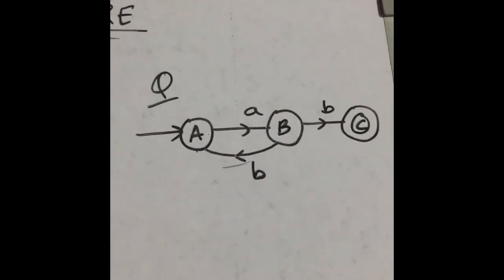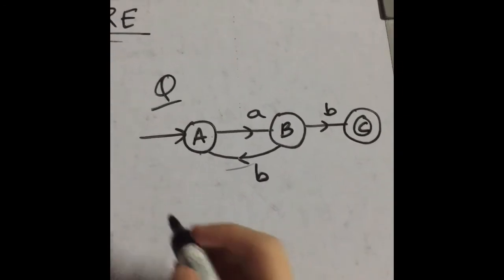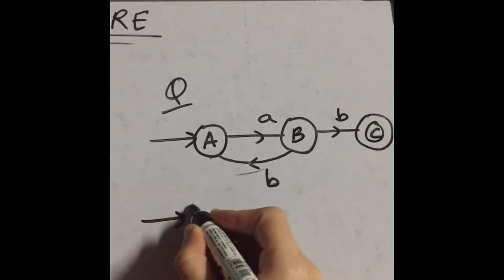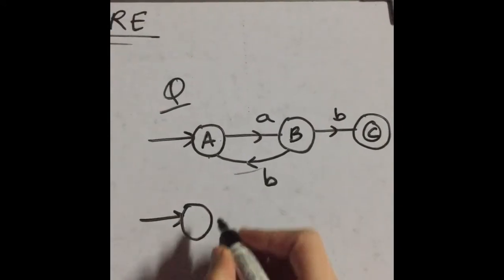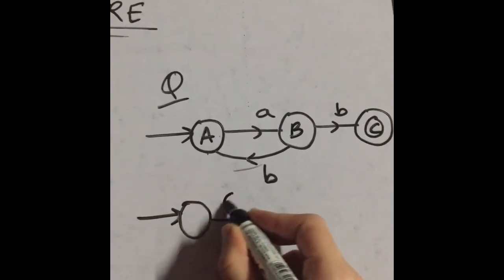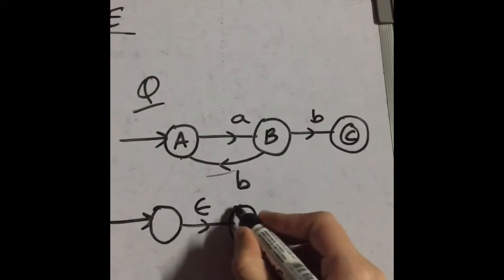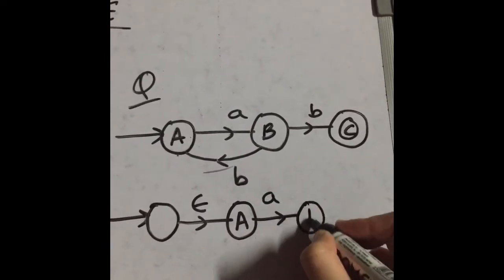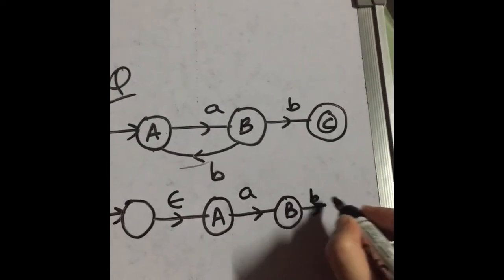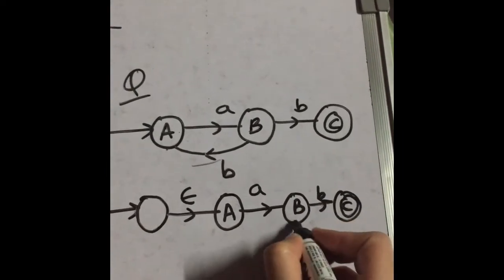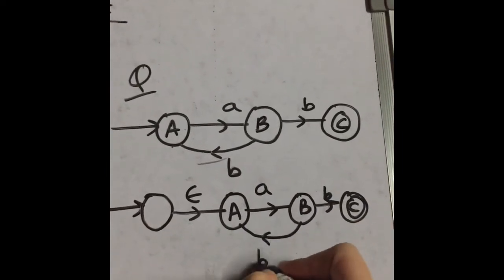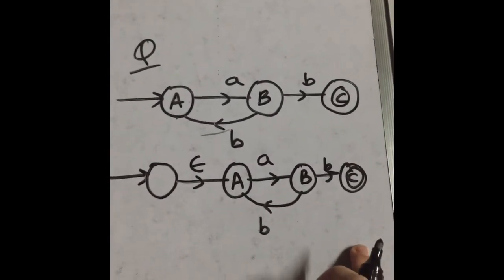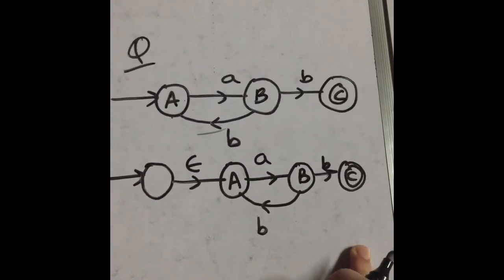So the first step, how can we deal with this? We can make another initial state, and with the help of a null transition we can connect this state, and simply keep the remaining as is. So this is what we already told in the previous video, right?